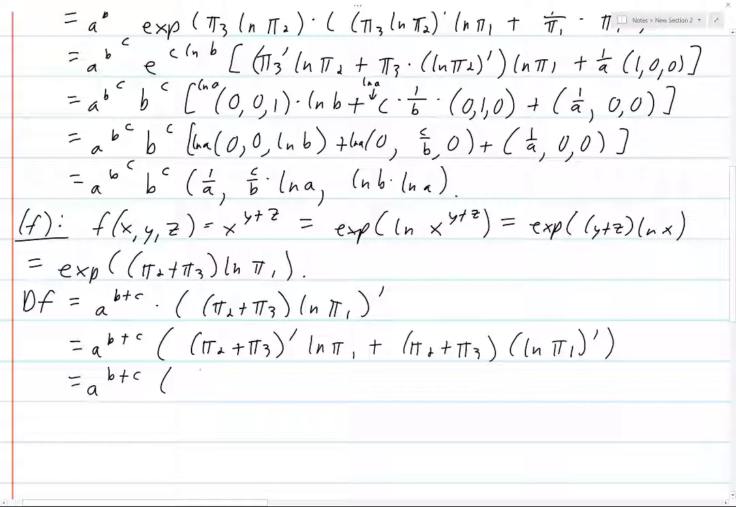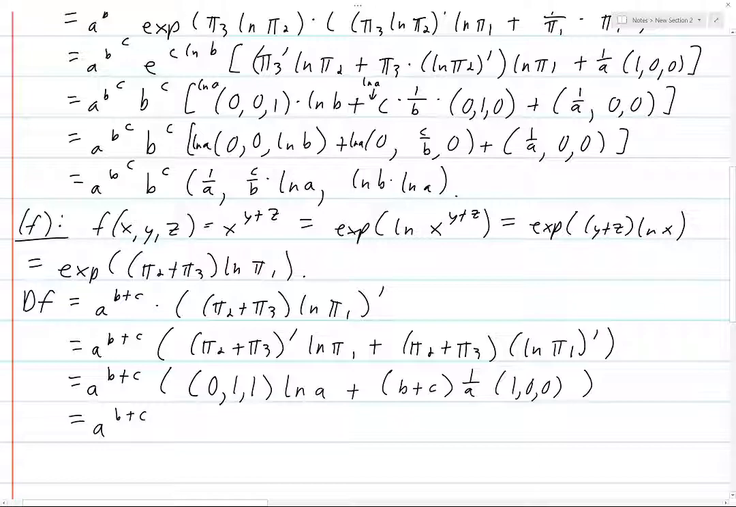So we've got a to the b plus c. And here we've got 0, natural log a, natural log a. And here we've got b plus c over a, 0, 0. And so then our final answer, we're going to have an a to the b plus c out front. Then our first coordinate is going to be b plus c over a. Then we get natural log a, natural log a. And that's about it. So yeah, that's how you do parts E and F.